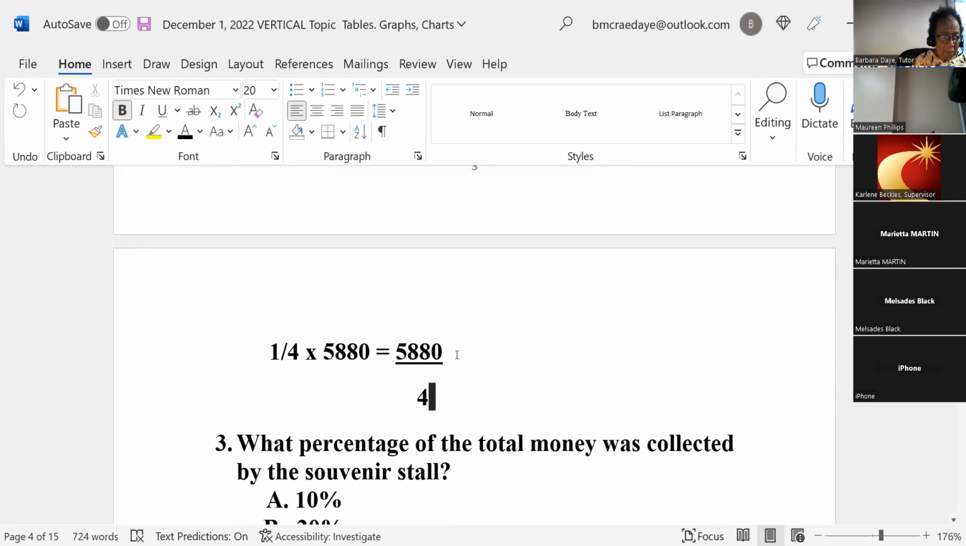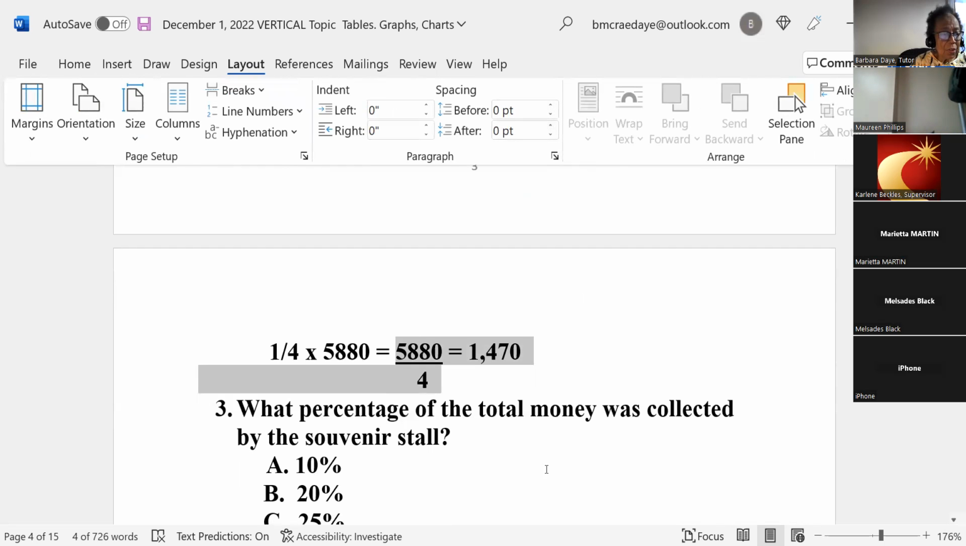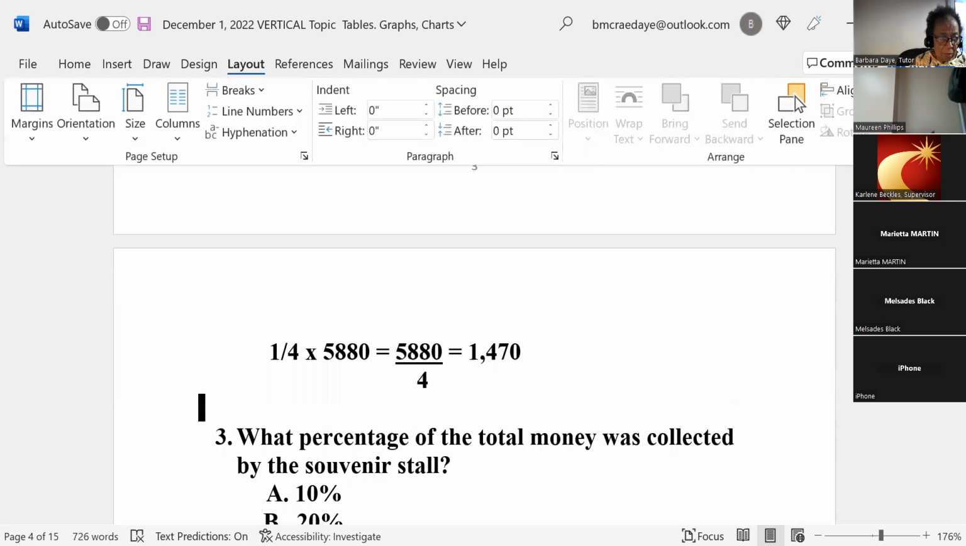I'm saying 1,470, but that's the answer. What am I doing wrong right now? How did she turn it again? Did she do the quarter first? No, she just divided 5,880 by 4, right? Yeah, that's what Marietta did, and she got the right answer. So what did you do, Mercedes? I said 0.4. Why do I not get the same answer?